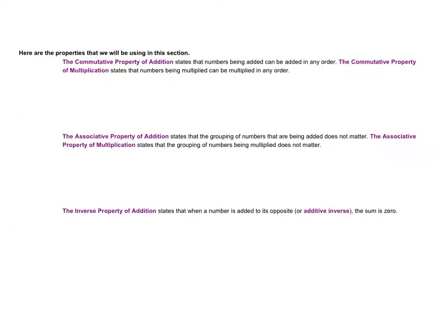So what we're going to be talking about are all of these addition and multiplication properties. To start out with, we have the commutative property of addition. Now that states that numbers that are being added together can be added in any order. So if I've got 4 plus 5, that would be the same as doing 5 plus 4.